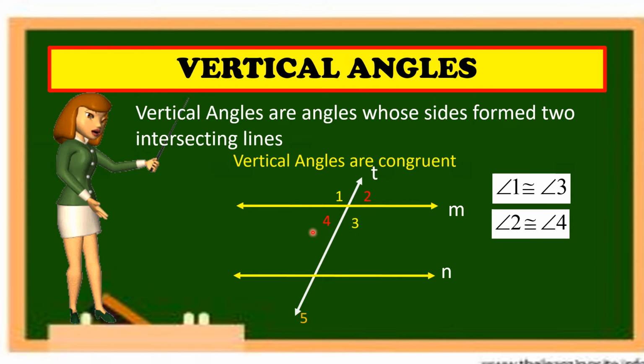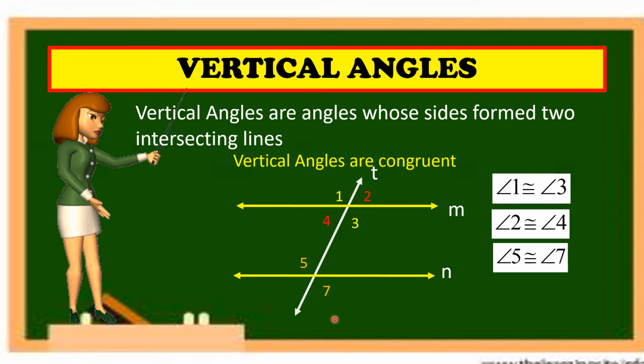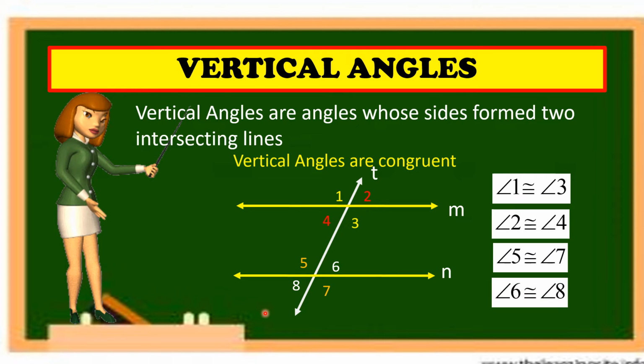Then we have another pair below. We have angle 5 and angle 7. Angle 5 and angle 7 are vertical angles. Therefore, angle 5 is congruent to angle 7. And we have the last pair. We have angle 6 and angle 8. Angle 6 and angle 8 are vertical angles. Therefore, angle 6 is congruent to angle 8.